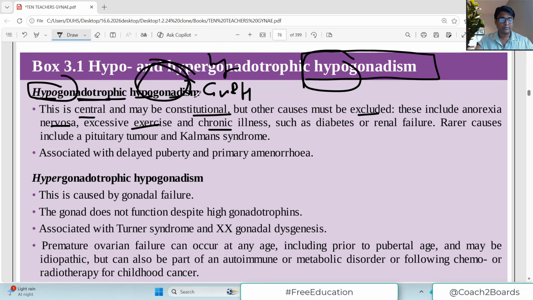And there are some rare causes and some common causes which can be excluded. For example, too much exercise, chronic illness, diabetes, renal failure, anorexia, sometimes tumors in the pituitary, and Kallmann syndrome. This is associated with primary amenorrhea because the central system is not working, the hypothalamus is not working, and GnRH is not being released, so there is primary amenorrhea and delayed puberty.